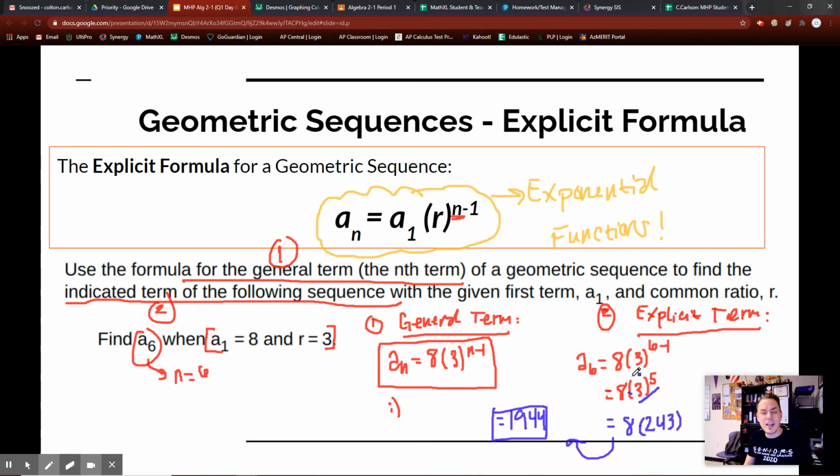1,944. How can I use Desmos with this? It's actually very simple. I can use Desmos with this by just plugging in pretty much all of this. I don't even need to simplify that exponential right here, the 6 minus 1. So let's go to Desmos. I'm going to show you.